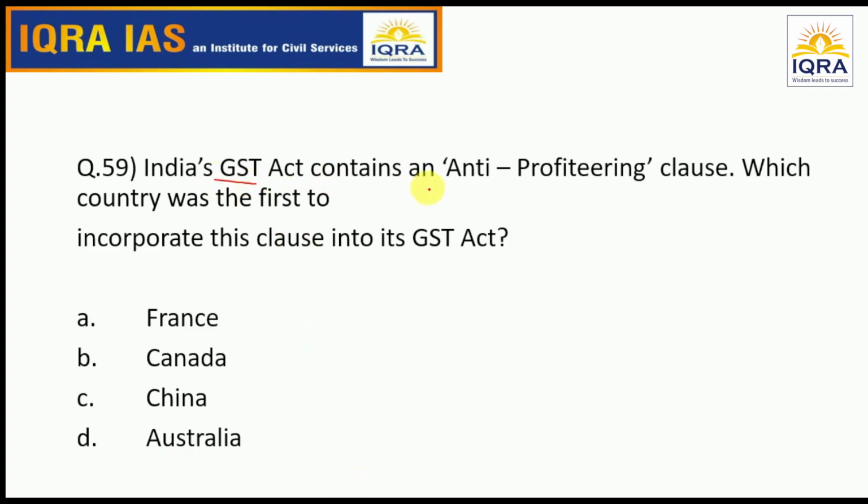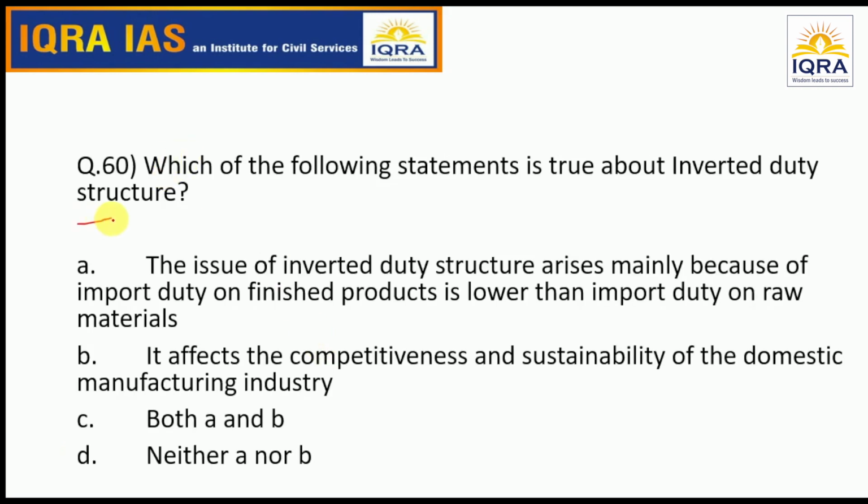Question number 59. India's GST Act contains an anti-profiteering clause. Which country was the first to incorporate this into its GST Act? So we have this NAPA or NAA, what we call the National Anti-Profiteering Agency, and this was first introduced by Australia in its GST clause. Question number 60. Which of the following statements are true about inverted duty structure? The issue of inverted duty structure arises mainly because import duty on finished goods is lower than import duty on raw materials. Finished goods, finished products, import duty on raw materials. Yes.